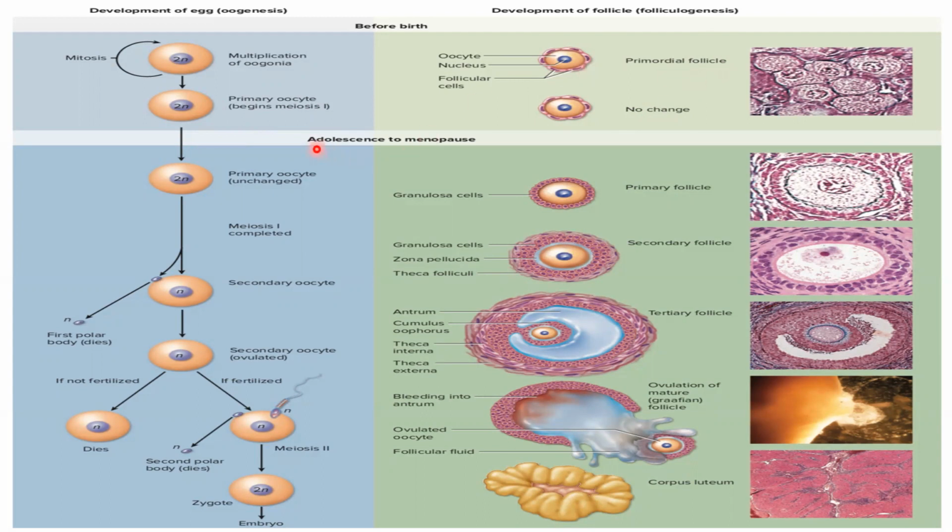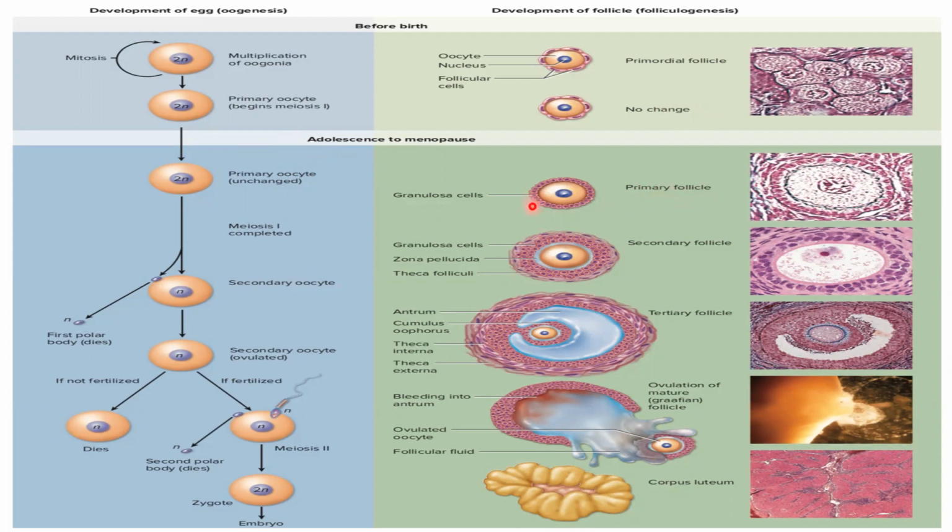Now what happens during adolescence? During adolescence, the changes start in a female. Adolescence means the puberty. That is when the reproductive maturity is starting. At that time, changes start in a female. So what happens? The primordial follicles will get converted into primary follicles.